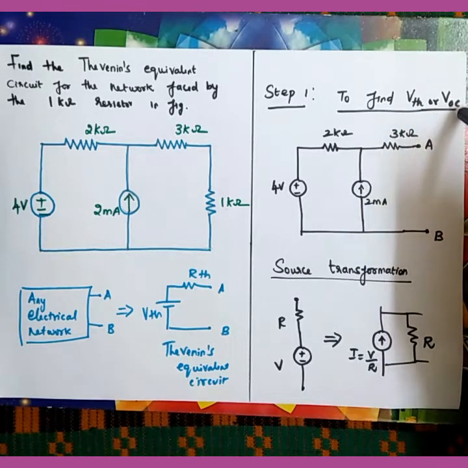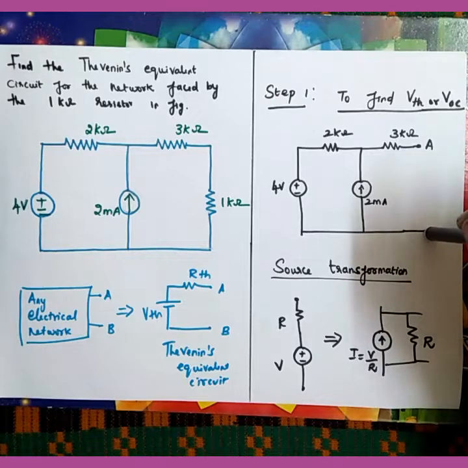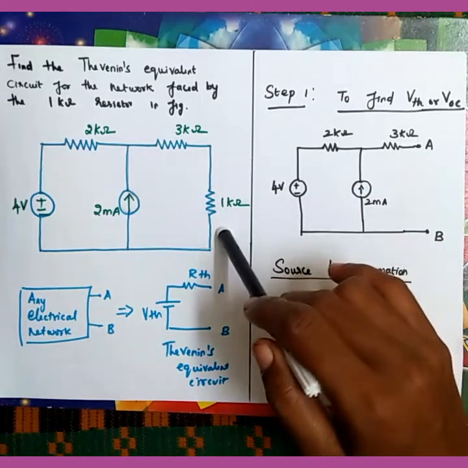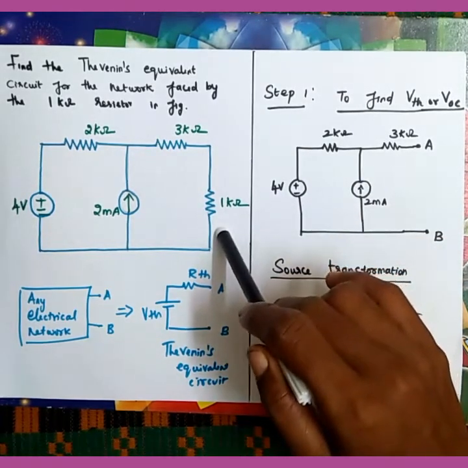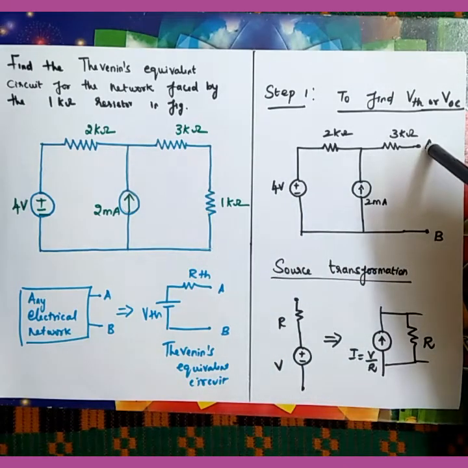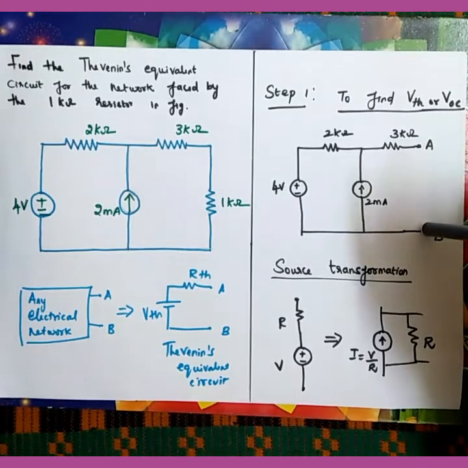From the name itself it is clear. Just open the circuit by removing the load resistor and find out the voltage of the open circuit terminals. I repeat, just remove the load resistor. For this network, the 1 kilo ohm resistor is the load resistor. So just remove the load resistor and mark the terminals as A and B. Now we need to find the voltage across these terminals.